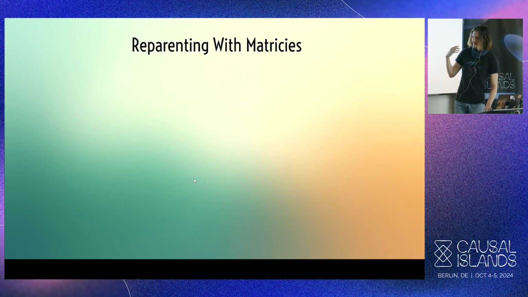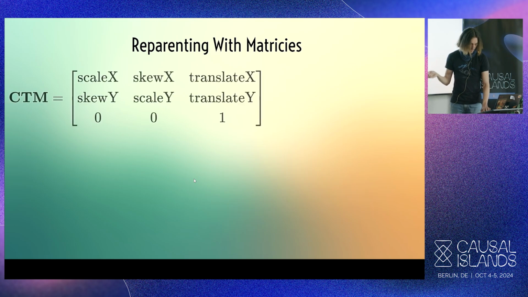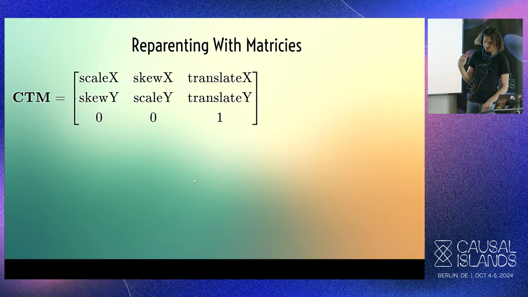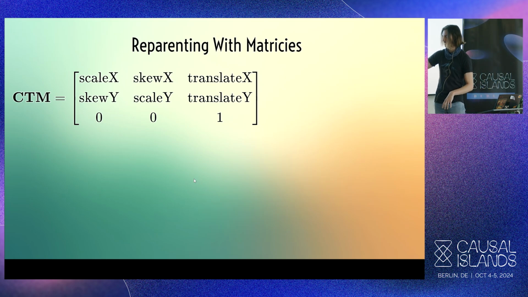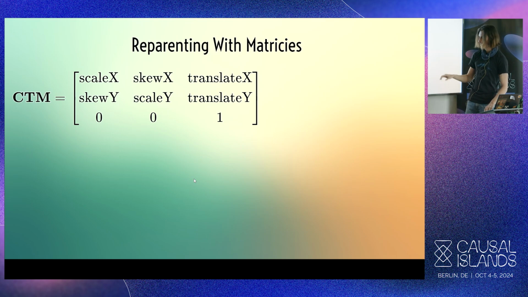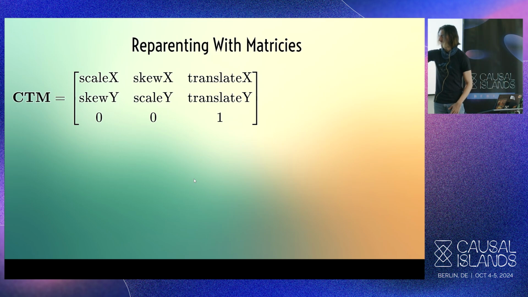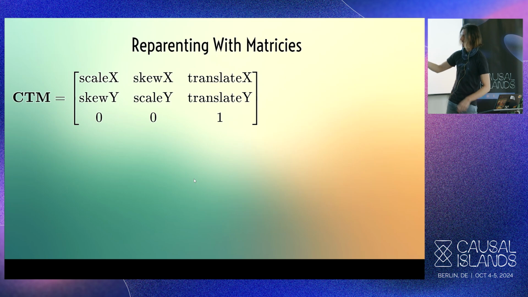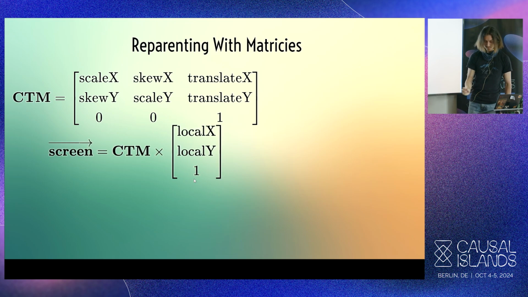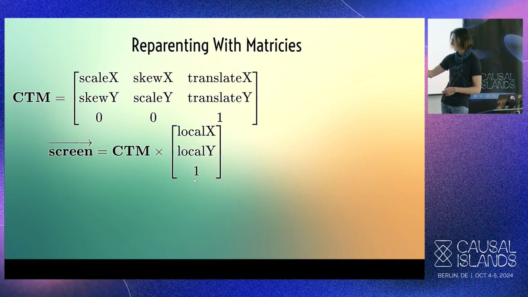So we can display objects on screen with matrices. Matrices, for anyone who doesn't know: whenever we have an object on screen, we can express its transformation as something like that. This is a matrix for two-dimensional objects. Elements of this matrix are easy to interpret. This is the scaling in X, scaling in Y, translate in X, translate in Y. It's easy to construct. When we have a local coordinate of an object, we multiply it by a matrix like that to get a screen coordinate.